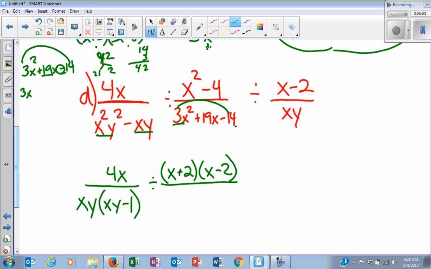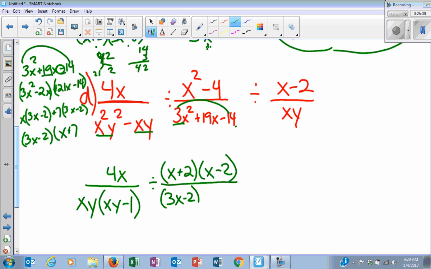So I've got 3x squared. Bigger number is positive, so I'm going to put the minus 2x first, plus 21x minus 14. I factor by grouping. What do these guys have in common? Just an x. And I'm left with 3x minus 2. What do these guys have in common? A 7. What am I left with? 3x minus 2. What do both bubbles have? A 3x minus 2. What am I left with? x plus 7. So this guy factors into 3x minus 2 times x plus 7.